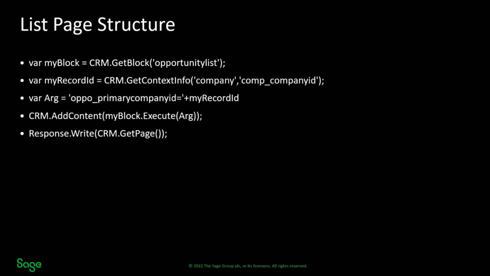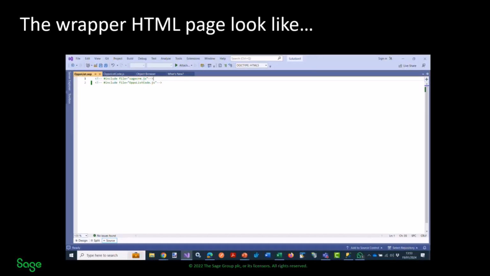We can build the argument string that will then limit the data that is returned and then be able to construct the page and write that out. Again, Sage CRM knows what a page should look like, and that's why we're able to use that method. So in terms of our standard list page, in reality, that's going to look like this.